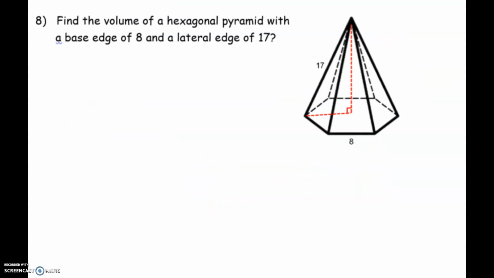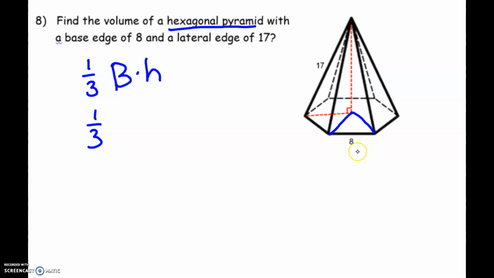Number 8, we're asked for the volume of a hexagonal pyramid. So again, I'm doing 1/3 times the area of my base times my height. So we do need to find a few things here. To find the area of my base, it's a hexagon, I'm going to focus on this one equilateral triangle. I will need to know its height.